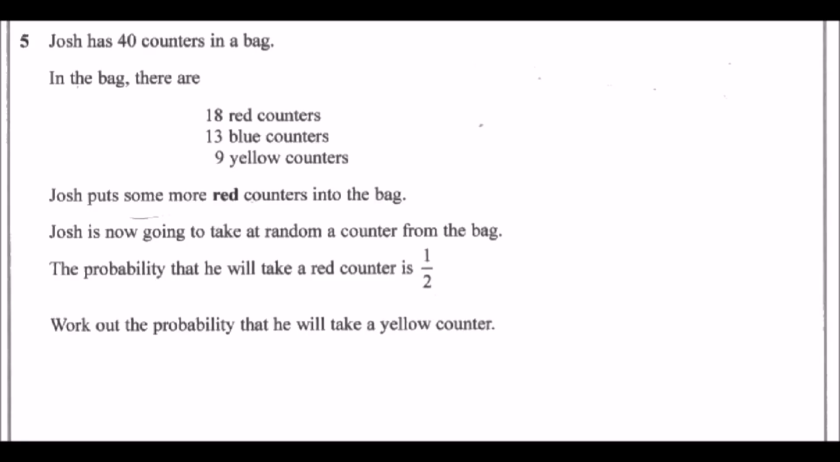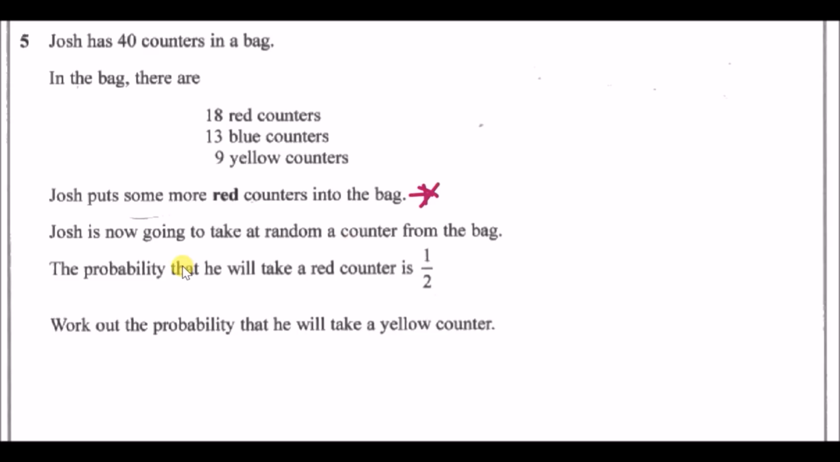Okay, number 5. So Josh has 40 counters in a bag. In the bag, there are 18 reds, 13 blues, and 9 yellows. Okay, so we're going to keep this in mind, yeah? Josh put some more red counters in the bag. Okay, so this is an important statement here.